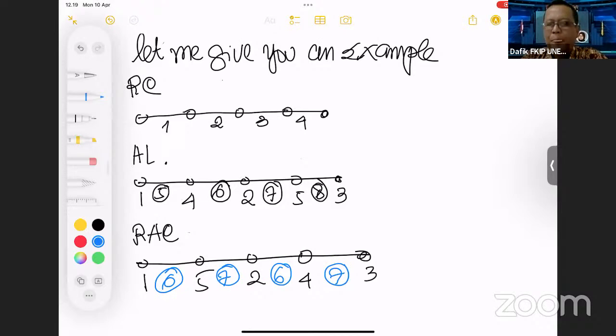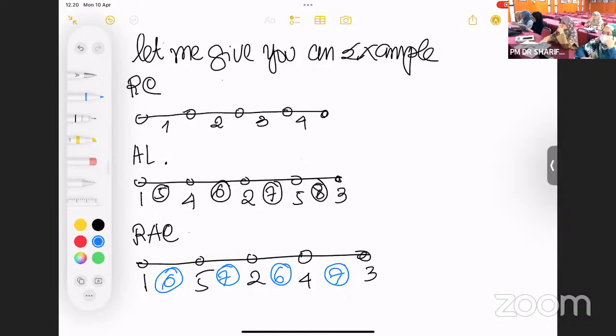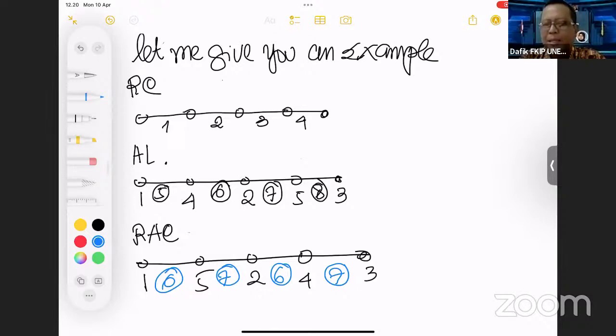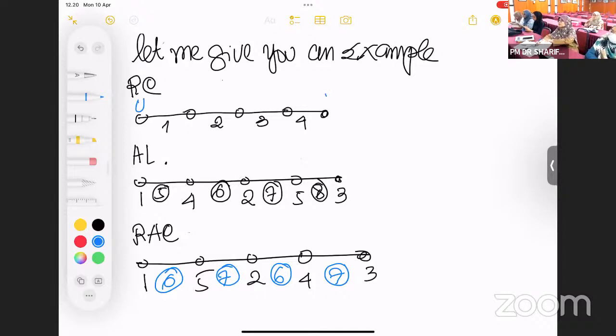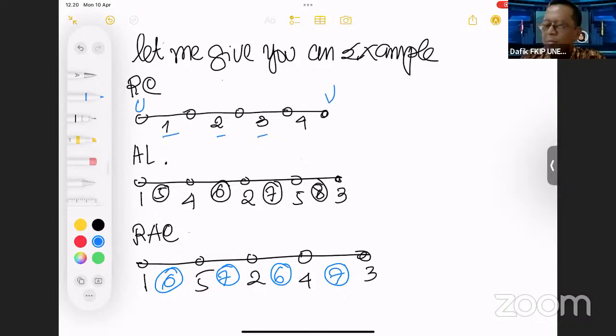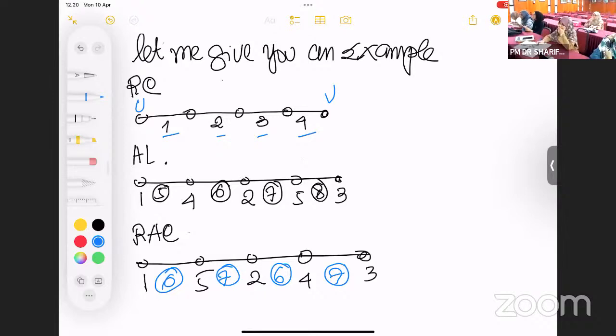May I ask first, the rainbow coloring 1, 2, 3, 4 in one path? This means these graphs already show the existence of a rainbow path. Yesterday we already talked about rainbow paths. A rainbow path, if you want to go from u to v, then all of these must be different. Understand?